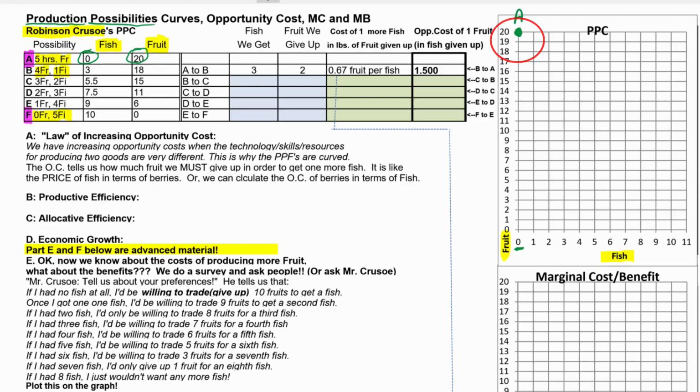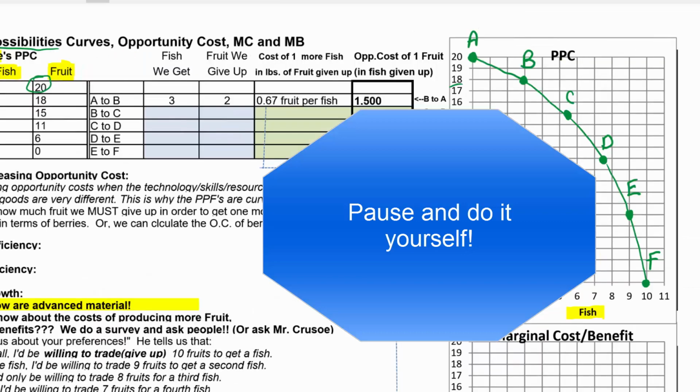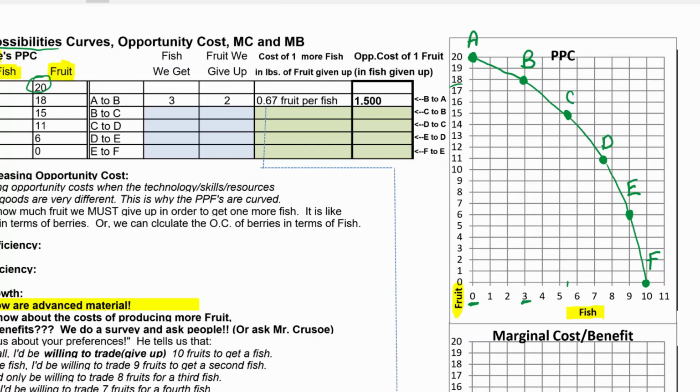There's possibility A. Possibility B, he's spending a little bit of time fishing, so he can get 3 fish, 18 fruit. So 3 fish, 18 fruit. There's possibility B. And what we're going to do is connect all of these points together with a line, and when we're done, we'll have what we call a production possibilities curve. Now you pause the video and graph the rest of these points. So here's what we end up with.